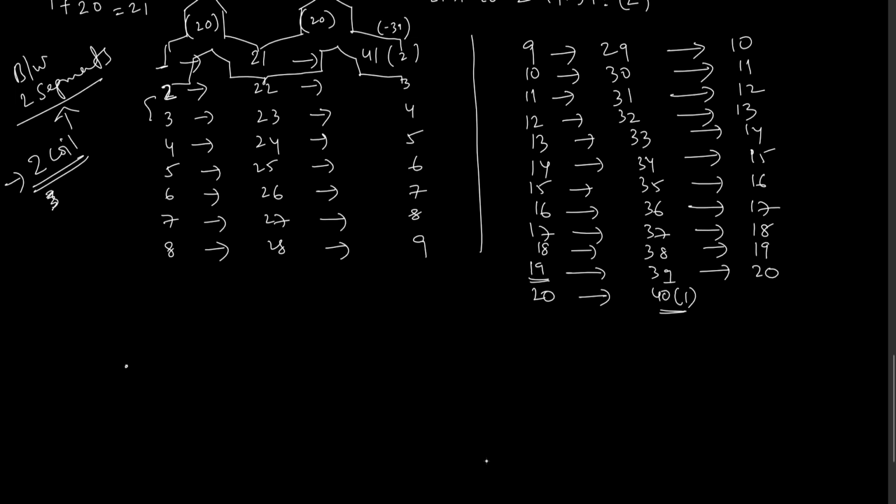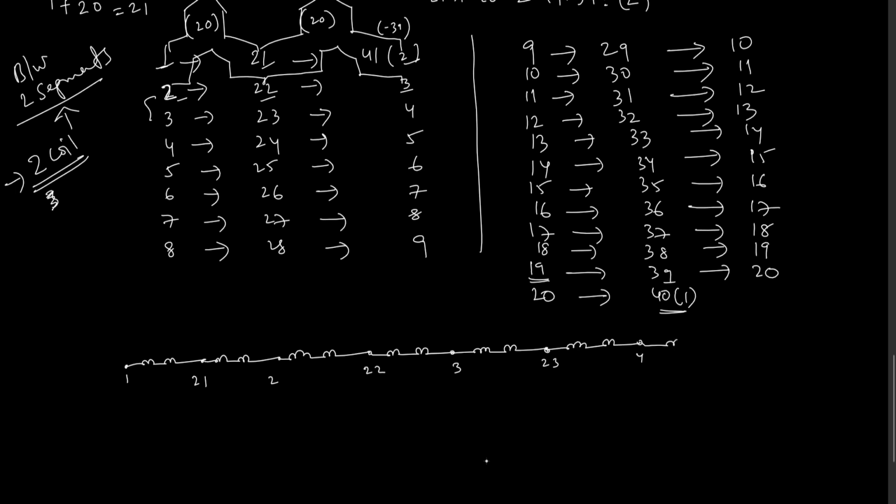So we are starting at 1 here, then we have one coil like this, we move to 21, and then one more coil, we move to 2, then one more coil, we move to 22, then 3, and from 3 we go to 23, and then we move to segment 4, and from 4 we have 24, and from 24 we have 5.